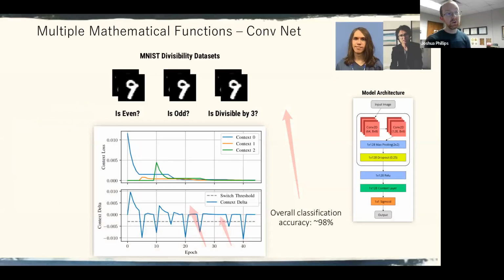We also made sure that it was compatible with general deep learning architectures. We didn't want to limit it to a basic multi-layer perceptron, a simple architecture. So we combined it with a convolutional architecture, where we use the MNIST digits and solve some mathematical functions.